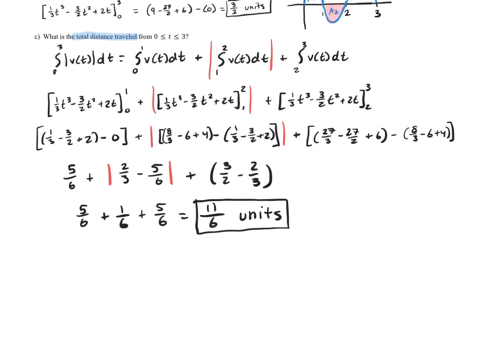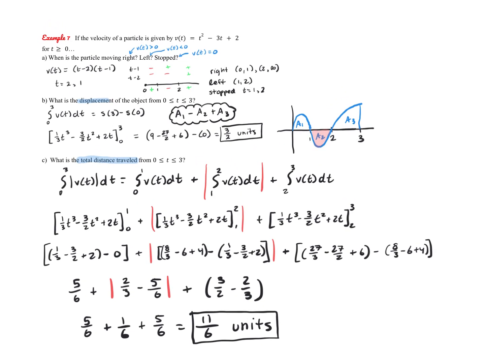So here, it's really important that we can kind of understand what our velocity function looks like, so we know when the velocity function is below the x-axis, because that will be the region that we need to watch out for, make sure that it's positive. But again, that's only when we're finding the total distance traveled. If you're just finding the displacement, it's just the definite integral between your two endpoints.